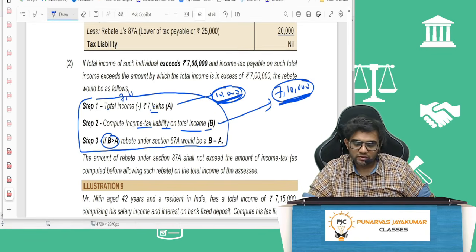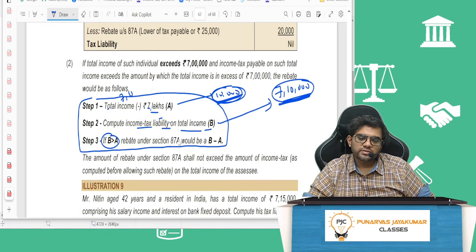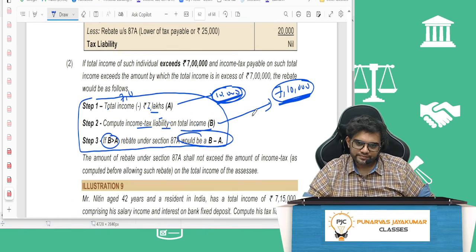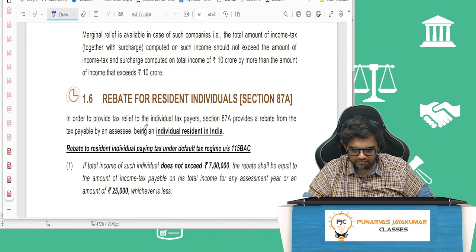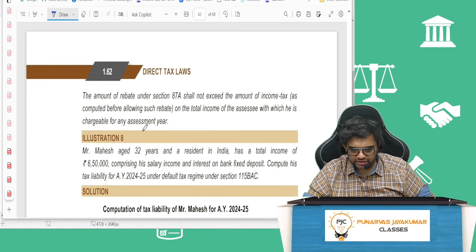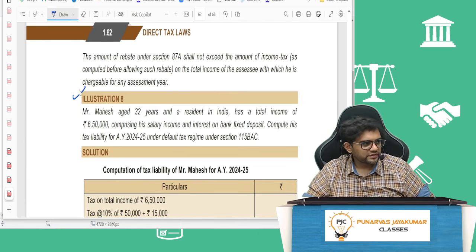We'll solve a problem, don't worry. Compute the income tax liability on total income, 7 lakh 10,000. Then if B is greater than A, rebate would be B minus A. We'll solve. Before that, old provision. So we'll start from illustration 8 onwards, and then we'll do 1 to 7 later.